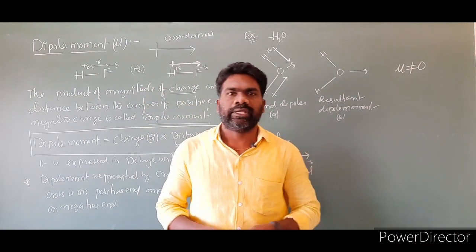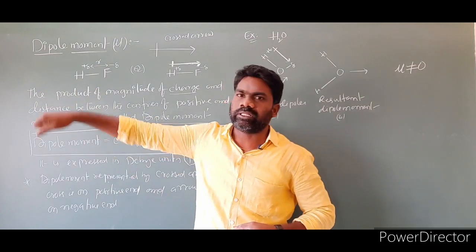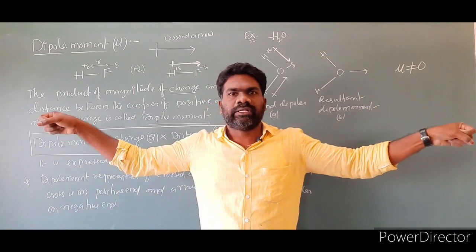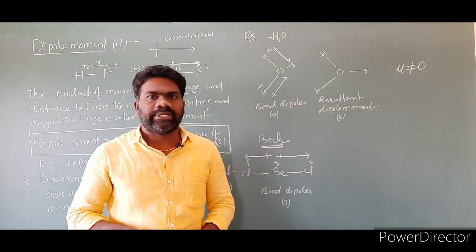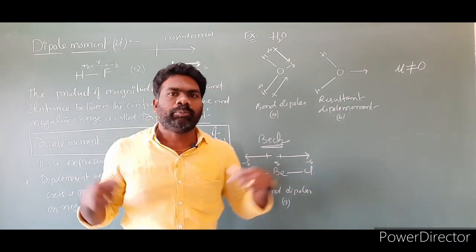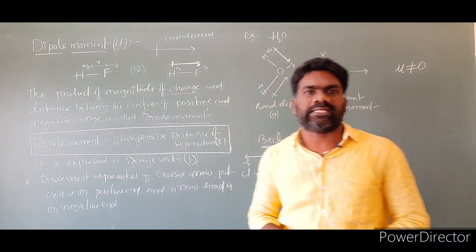Suppose I am held here and two persons hold me. One person is pulling me towards this direction, another person is pulling me towards this direction. So my resultant position remains the same. Both are equal in magnitude and opposite in direction. Both are chlorine atoms only. So the resultant dipole moment for this molecule will be taken as 0.